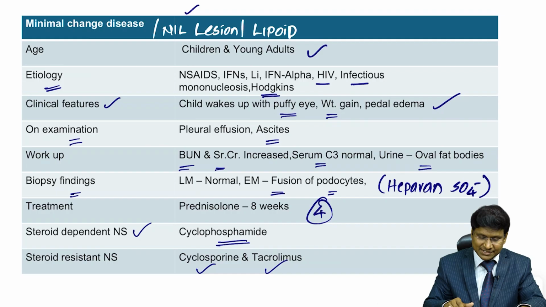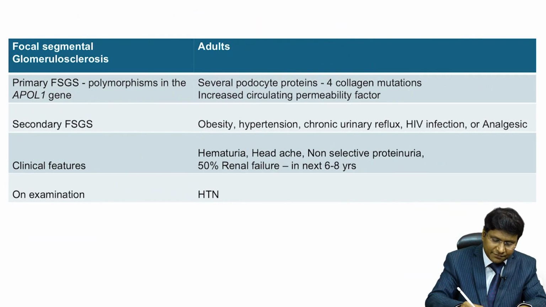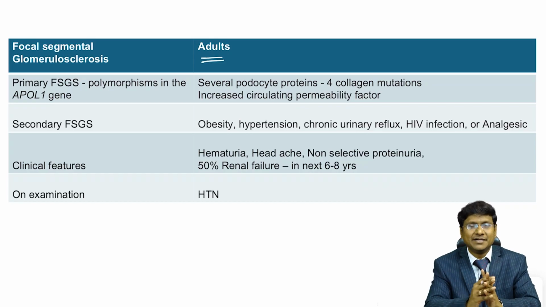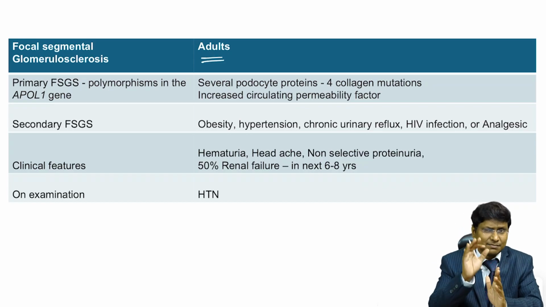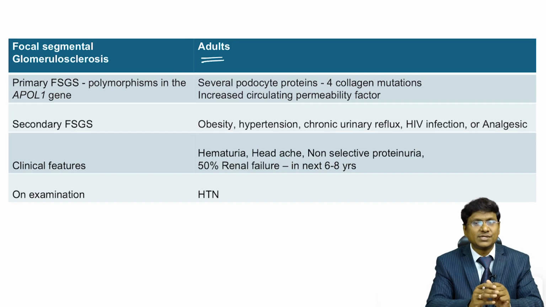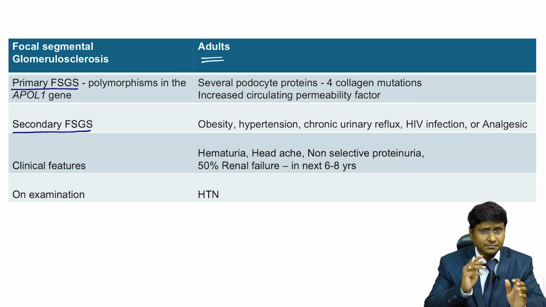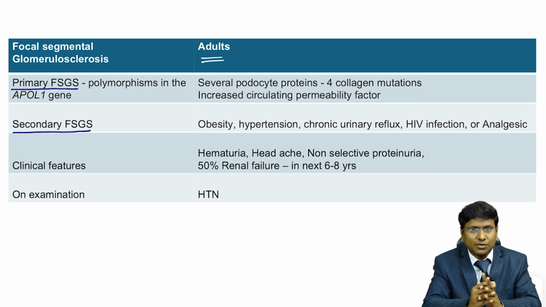All right, the next important form of nephrotic syndrome in adults is focal segmental glomerulosclerosis, right? Focal segmental glomerulosclerosis is the most common cause of nephrotic syndrome in adults. And this focal segmental glomerulosclerosis can be in two forms: one is primary focal segmental glomerulosclerosis, and the other one is secondary focal segmental glomerulosclerosis.